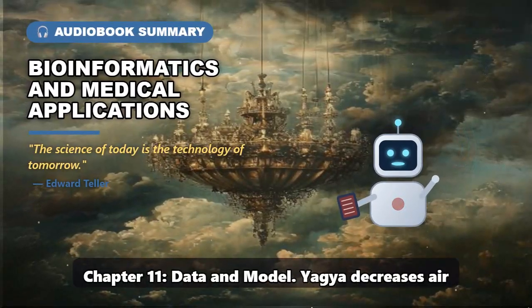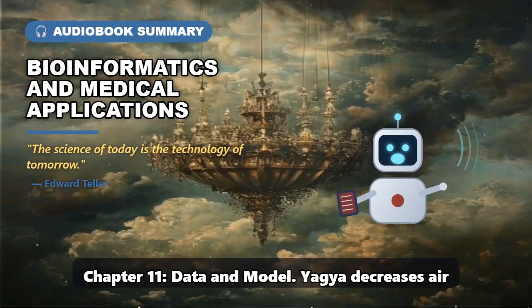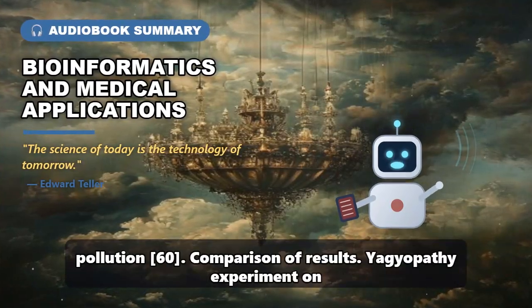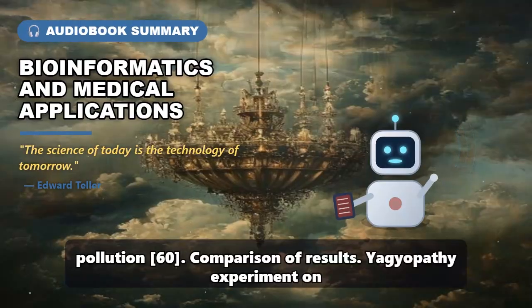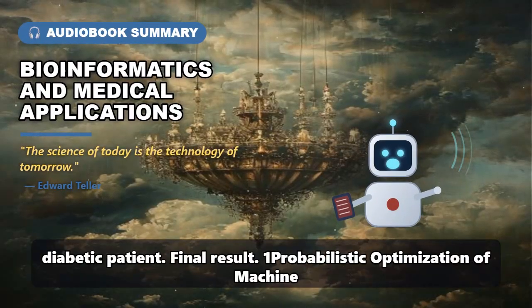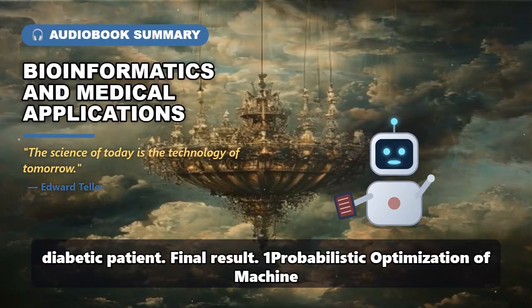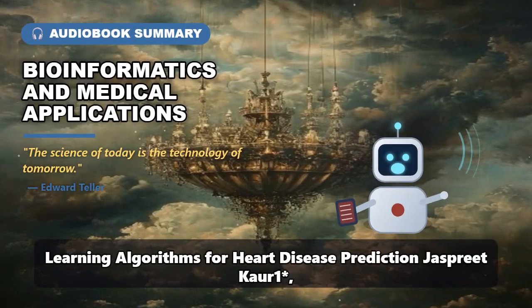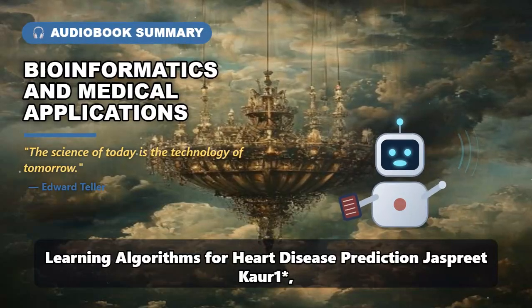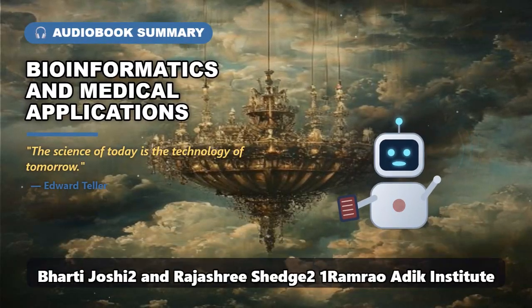Chapter 11. Data and Model. Yagya decreases air pollution. Comparison of results. Yagyopathy experiment on diabetic patient. Final result. Probabilistic optimization of machine learning algorithms for heart disease prediction.